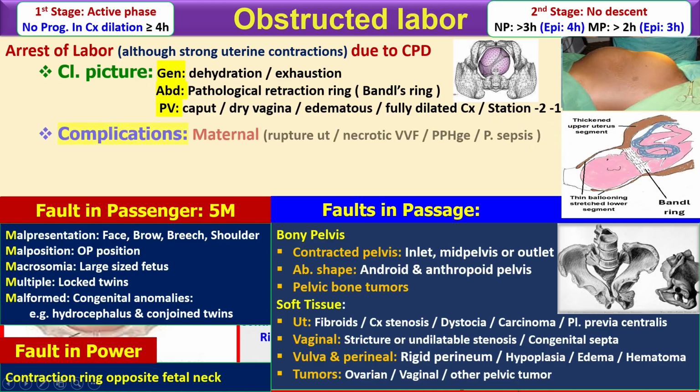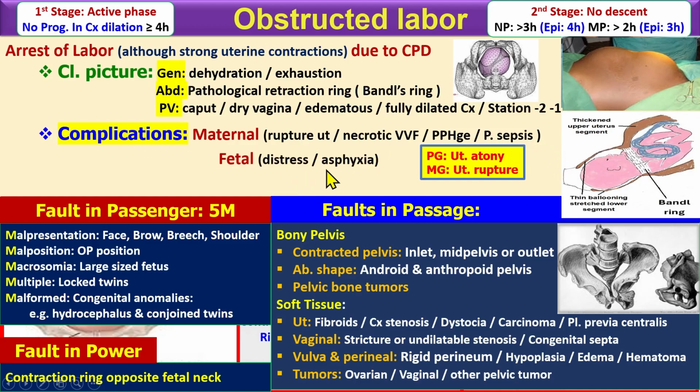If you look at the complications of obstructed labor, there is a risk of uterine rupture. In the primigravida there is uterine atony, but in the multigravida there is a risk of uterine rupture. Obstructed labor may also lead to necrotic vesicovaginal fistula, postpartum hemorrhage, or puerperal sepsis. In the fetus there is distress or asphyxia. And the management is only C-section, no instrumental delivery, as the head is not engaged. It's at -1 or -2 station.